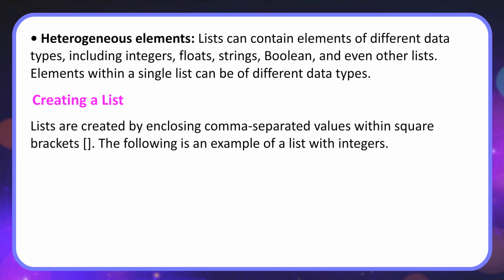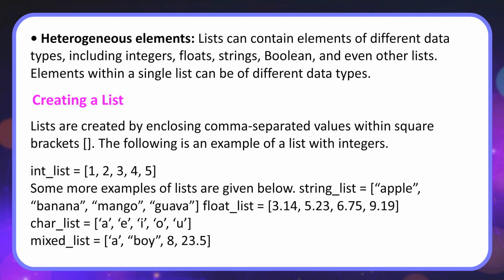Creating a list. Lists are created by enclosing comma-separated values within square brackets. The following is an example of a list with integers: int_list = [1, 2, 3, 4, 5]. Some more examples of lists are given below. string_list = [apple, banana, mango, guava].